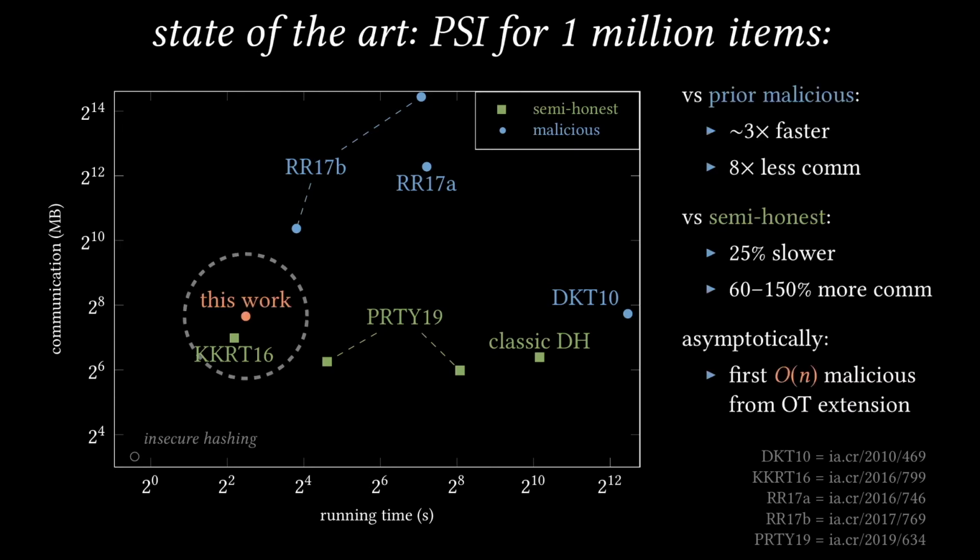Our new protocol almost closes this gap. It achieves malicious security but is only 25% slower than the fastest semi-honest protocol. Asymptotically, it is the first linear time PSI protocol with malicious security based on OT extension.